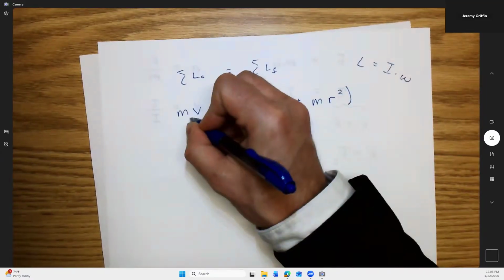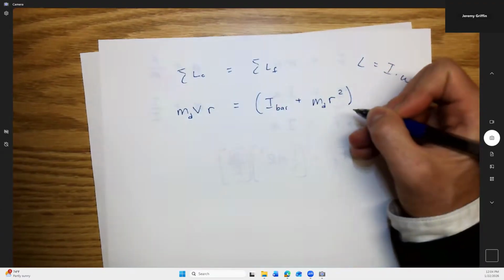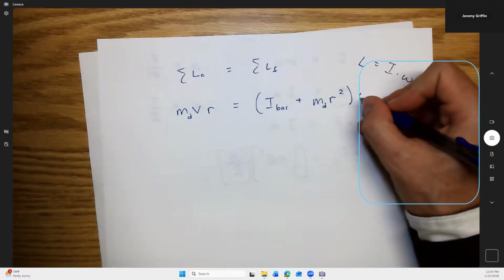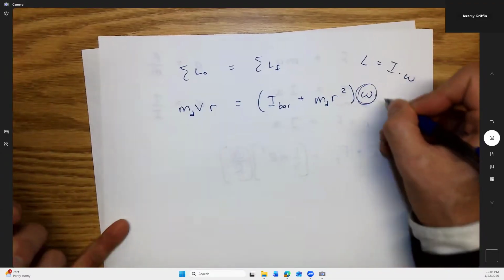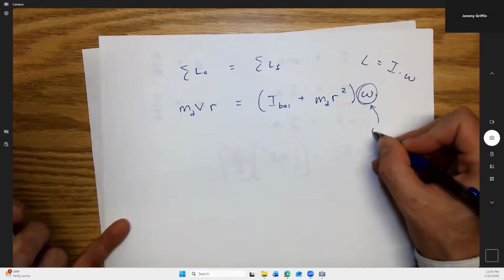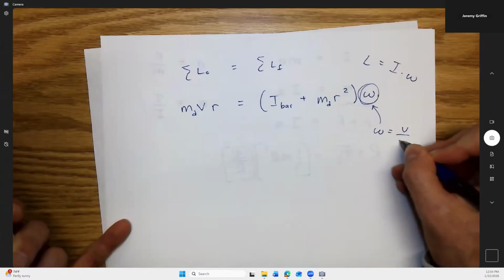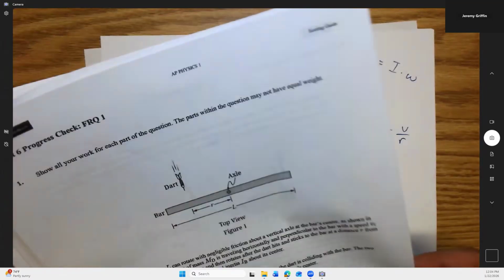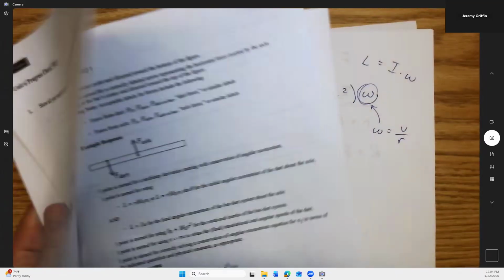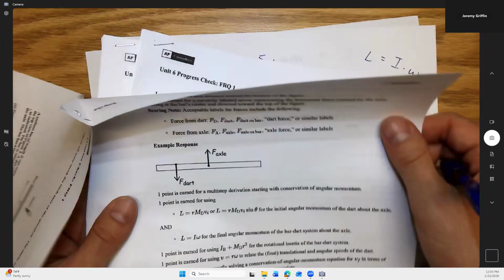This is the mass of the dart, times omega final. Now, guys, if you want to solve for v, like a linear velocity, what is omega equal to? v over r. Right. So I think that would set you on the right path there. Here's a diagram they had during that collision.